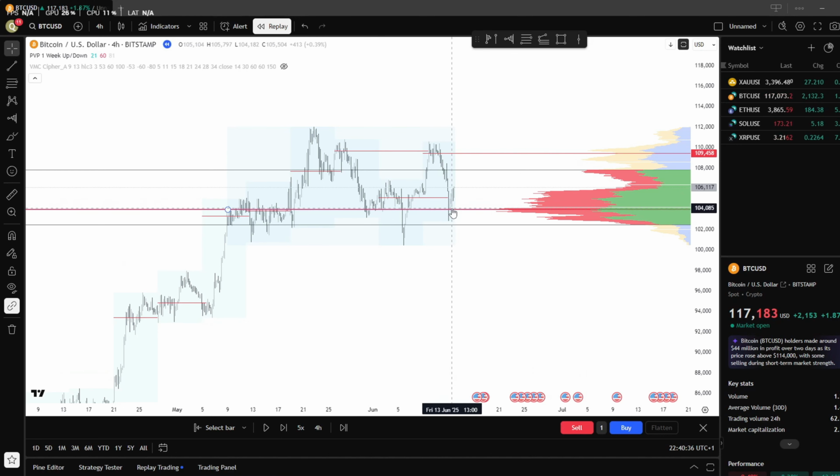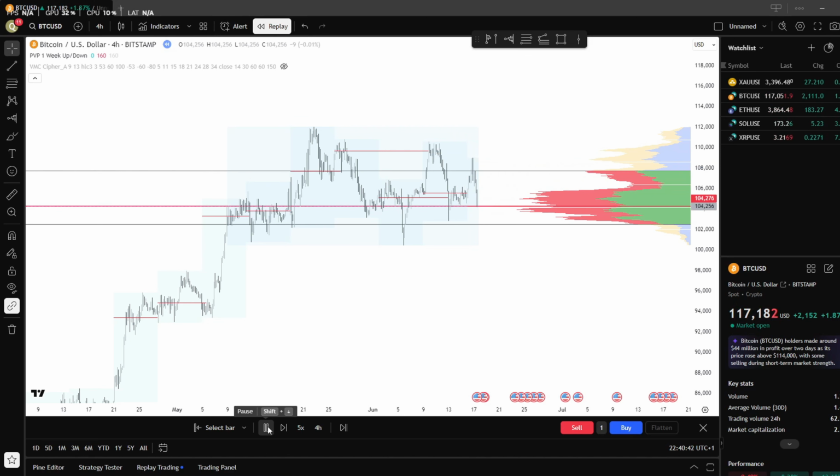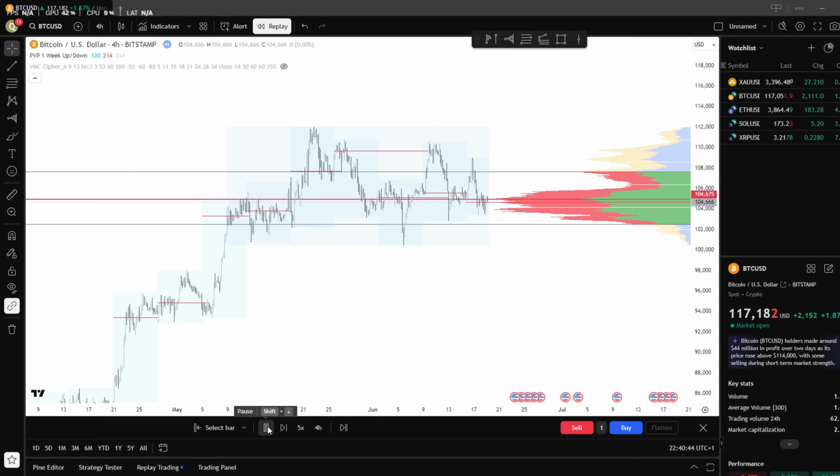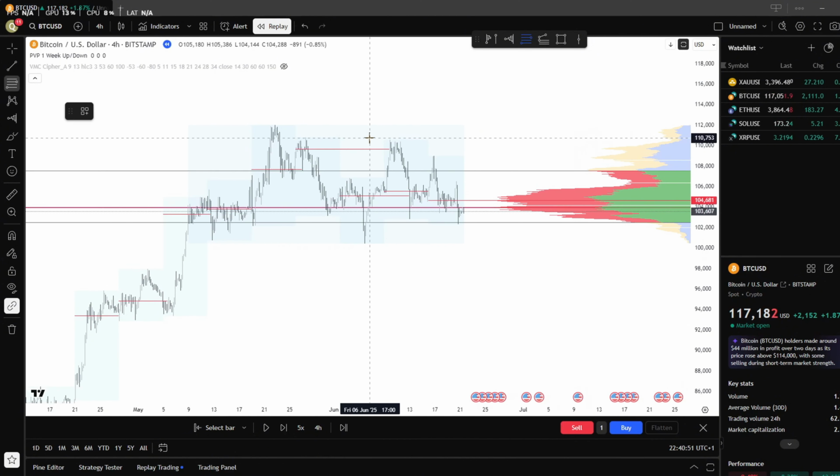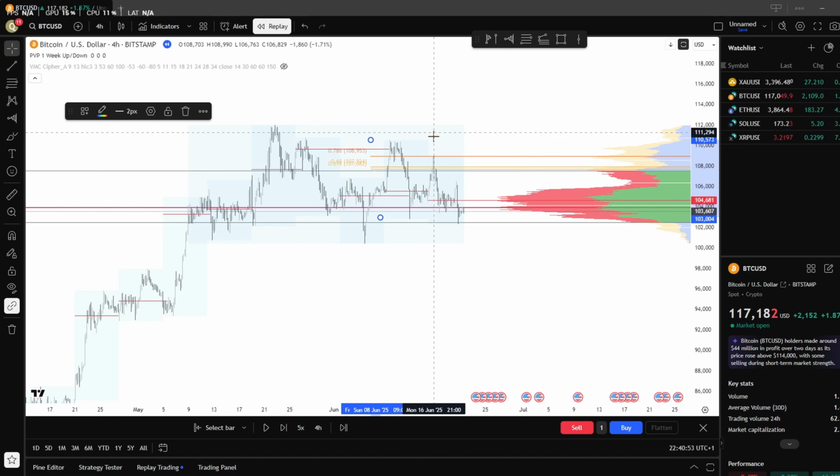So came down to the POC, resisted there. Back above the value area. Then came down to the value area low. So again, in another situation like this, even if it's not got an MPOC, straight to the 0.786 just there.